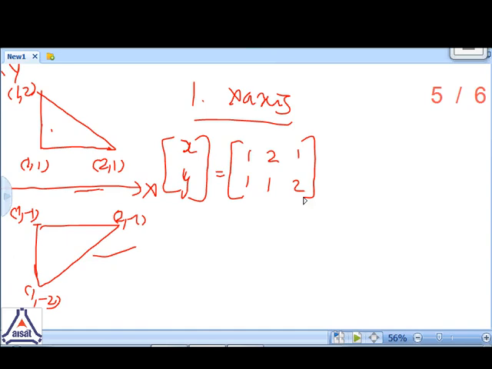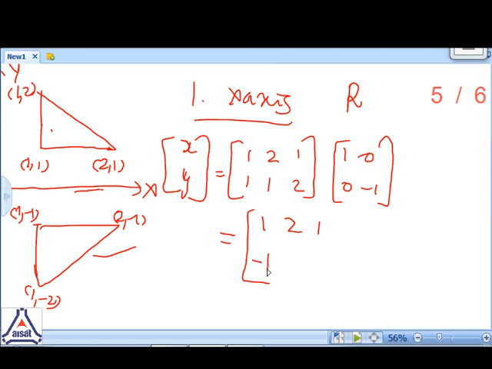In order to get the final coordinates of the object reflected about x-axis, we have to multiply it with 1 0 0 minus 1. So, this matrix is known as the reflection matrix, represented by R. Then after multiplication of these matrices, we will get y coordinates with all negative.